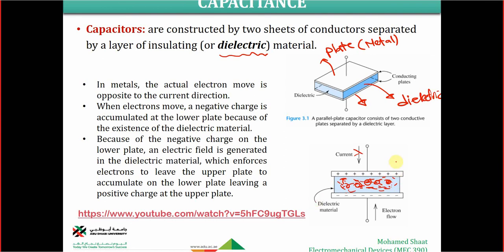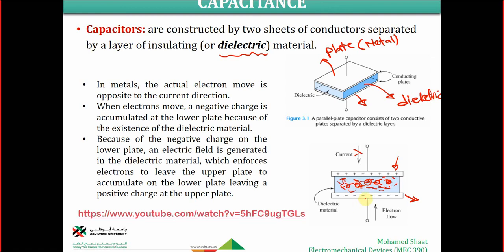So what happens? We do have two conducting plates in this way. When we allow the current to flow, the current direction is all the time opposite to the exact flow direction of the electrons. Forget about this detail for now, but assume this is the flow of the electrons. If you remember, we said that each electron carries a negative charge. So we do have a flow of electrons, all of them carrying negative charges. These electrons will accumulate over this plate, and they are not going to be able to pass through the dielectric material because it is an insulating material. It is not allowed for the electrons to flow through it.